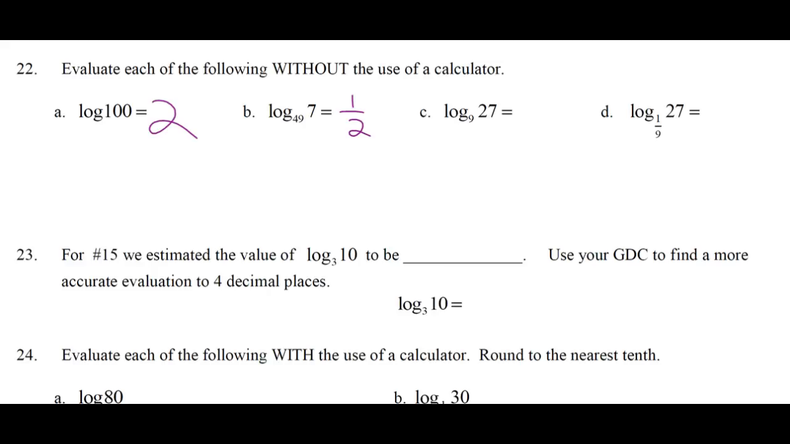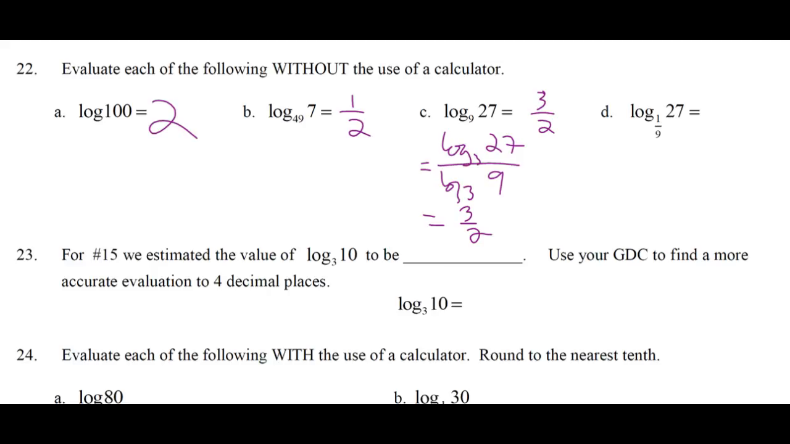9 to the what gives you 27? So what are you going to do? You're going to go log base 3 of 27 over log base 3 of 9, which is 3 over 2, and you're going to go 3 over 2. Okay? So we're not using a calculator, we're converting to a convenient base. Hey, they're both powers of 3.